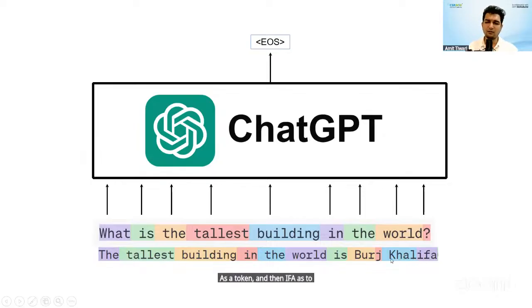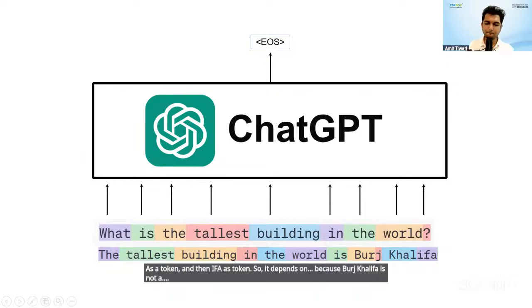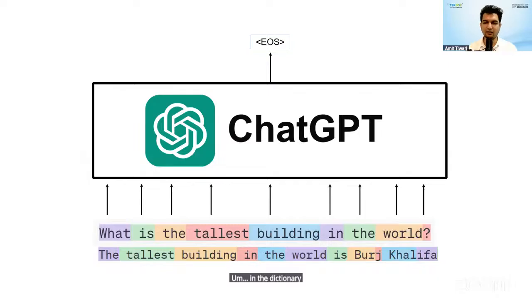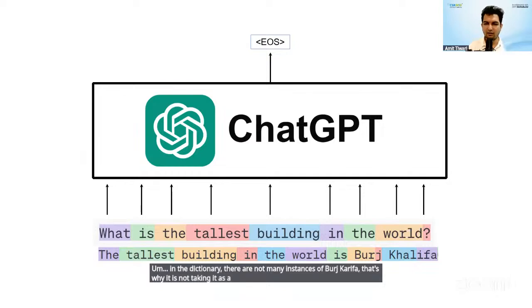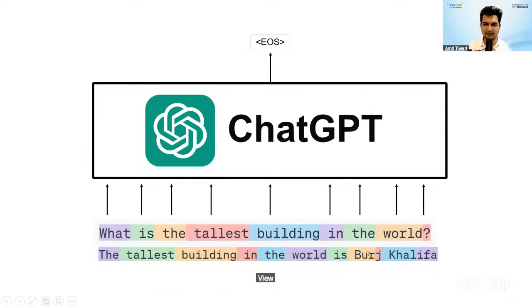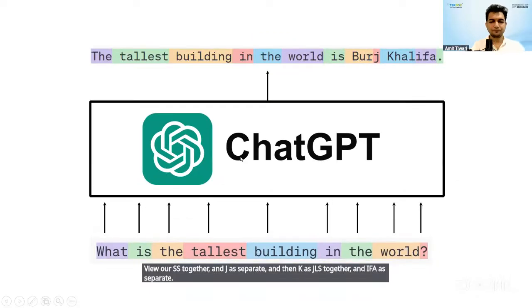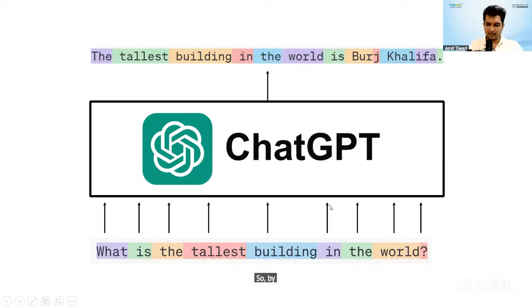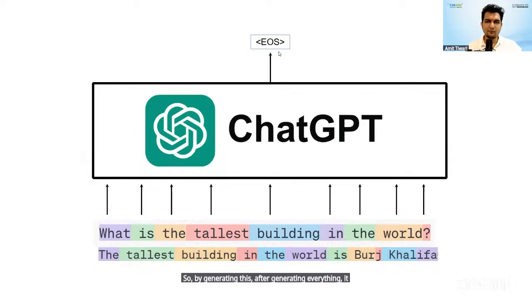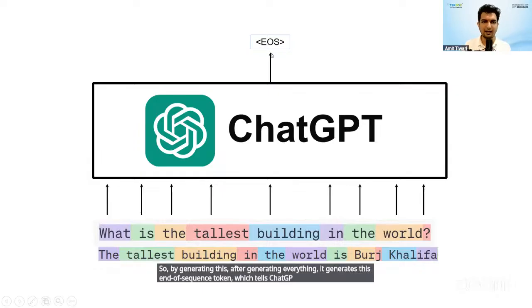It depends, because Burj Khalifa is not in the dictionary; there are not many instances of Burj Khalifa. That's why it is not taking it as a byte pair encoding of the word. So BUR is still a word that is seen more. That's why the tokenization is done as BUR together, J separate, KHAL together, and IFA separate. After generating everything, it generates this end of sequence token, which tells ChatGPT that the answer has been completed.